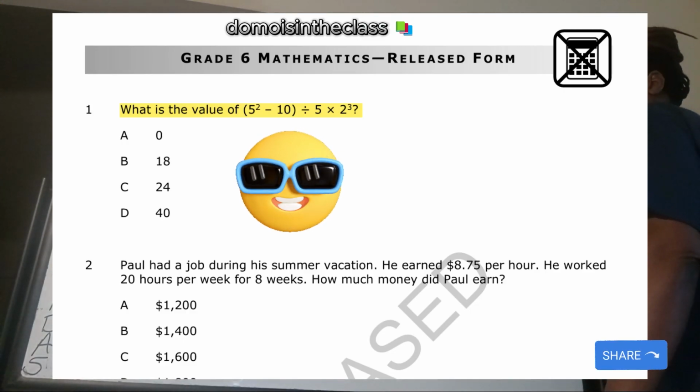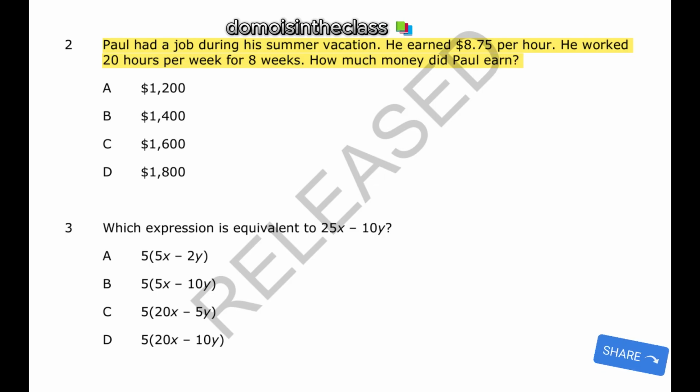Great job. Paul had a job during his summer vacation. He earned $8.75 per hour. He worked 20 hours per week for 8 weeks. How much money did Paul earn?